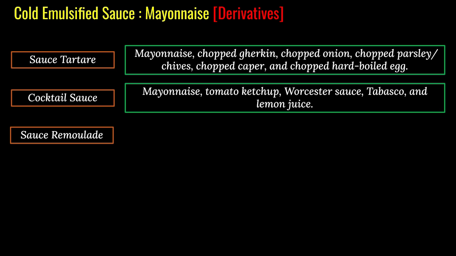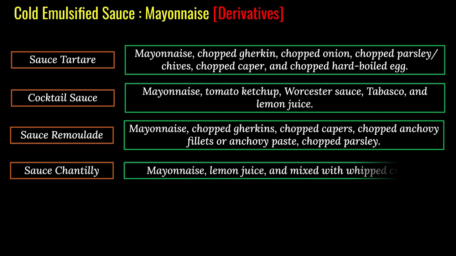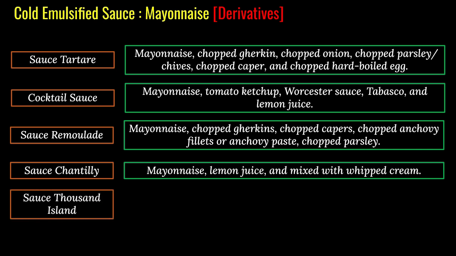Sauce remoulade: mayonnaise sauce, chopped gherkin, chopped capers, chopped anchovy fillet or anchovy paste, and chopped parsley. Anchovy is a kind of fish. All these things, once mixed with the mayonnaise sauce, become sauce remoulade. Sauce chantilly: mayonnaise sauce mixed with lemon juice and whipped cream. Okay, and finally, there are many here. We are discussing only five.